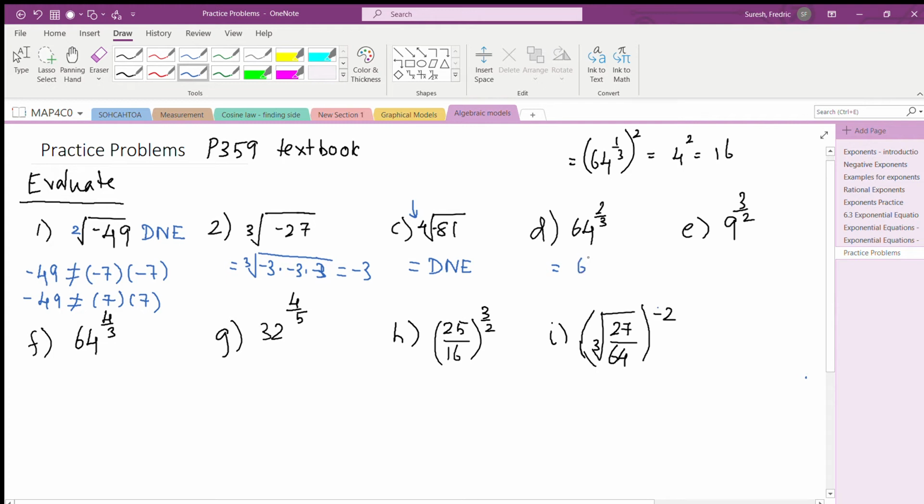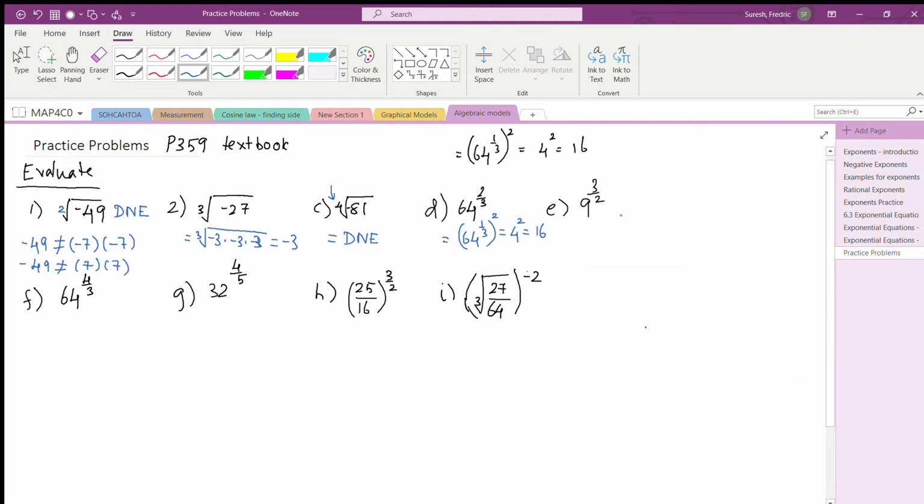So as a first step, we are going to do the cube root right there, and then we are going to square it. So the cube root of 64 is 4, and that is because 4 times 4 times 4 is 64. So we have 4 to the power of 2. Now the final evaluation, 4 to the power of 2, is a 16.